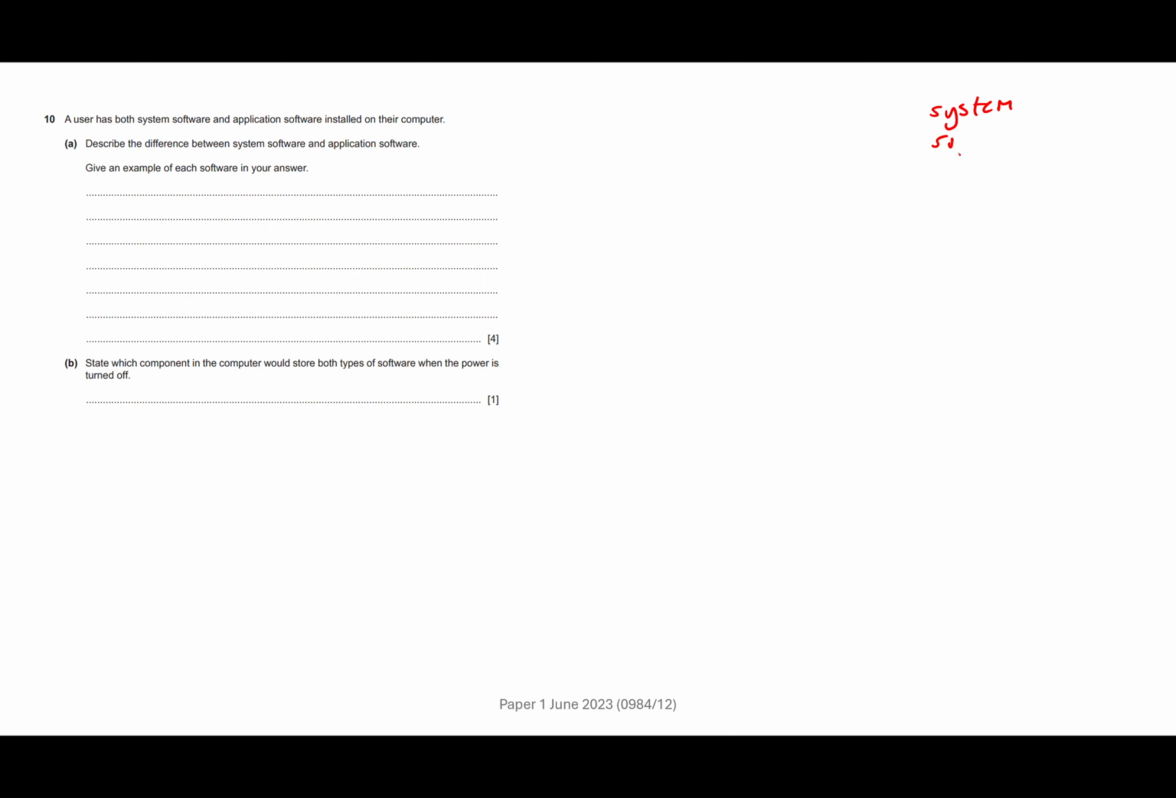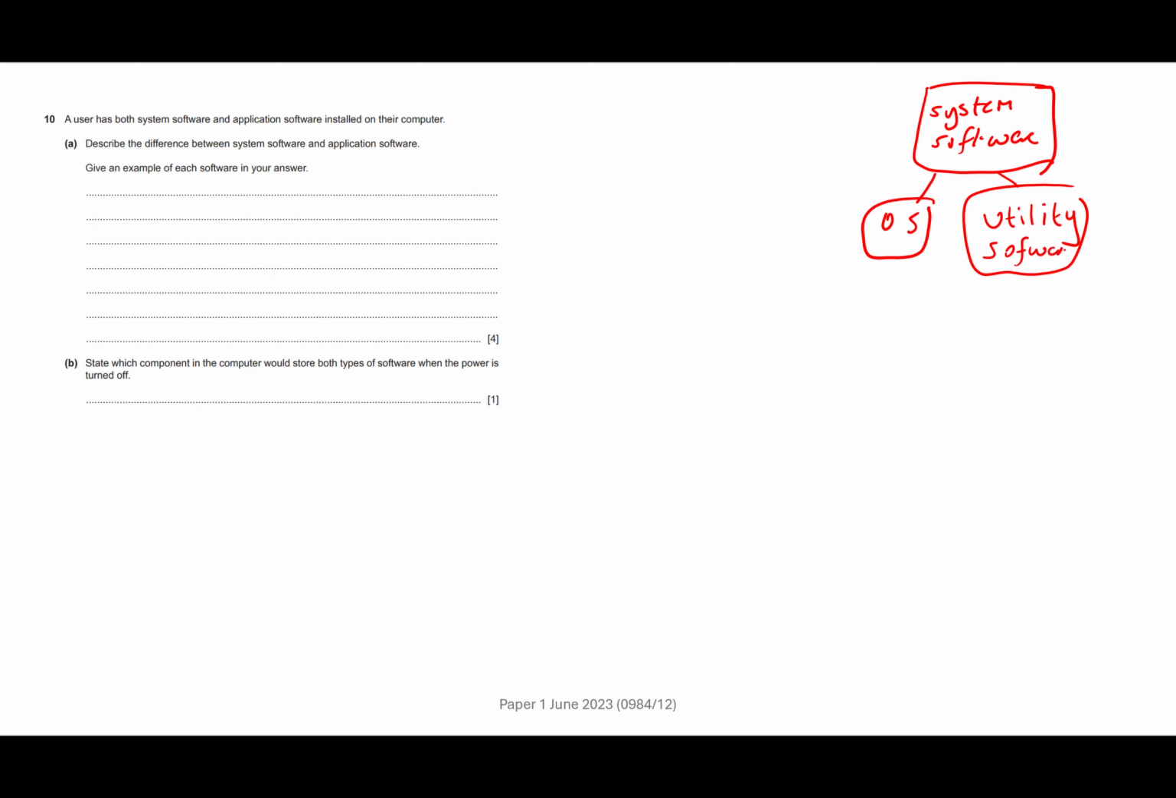So system software is generally split up into two different types of software: operating systems and utility software. So the operating system here, that's responsible for setting up the computer, managing the computer, providing a user interface. So it does everything for the computer, for the system.